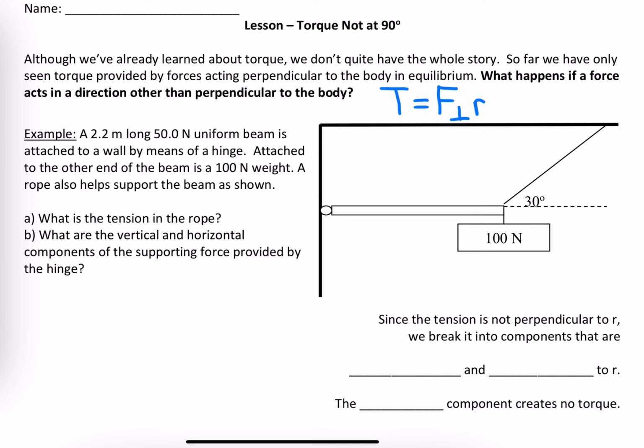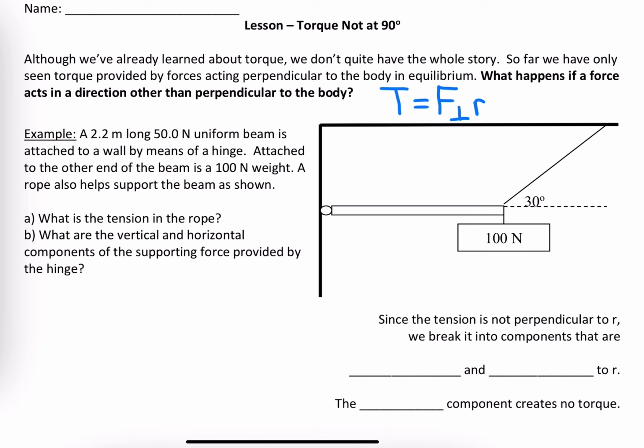And let's start this by doing an example. So a 2.2 meter long, 50 Newton uniform beam is attached to a wall by means of a hinge. Attached to the other end of the beam is a 100 Newton weight, and a rope also helps support the beam as shown. What is the tension in the rope, and what are the vertical and horizontal components of the supporting force provided by the hinge?